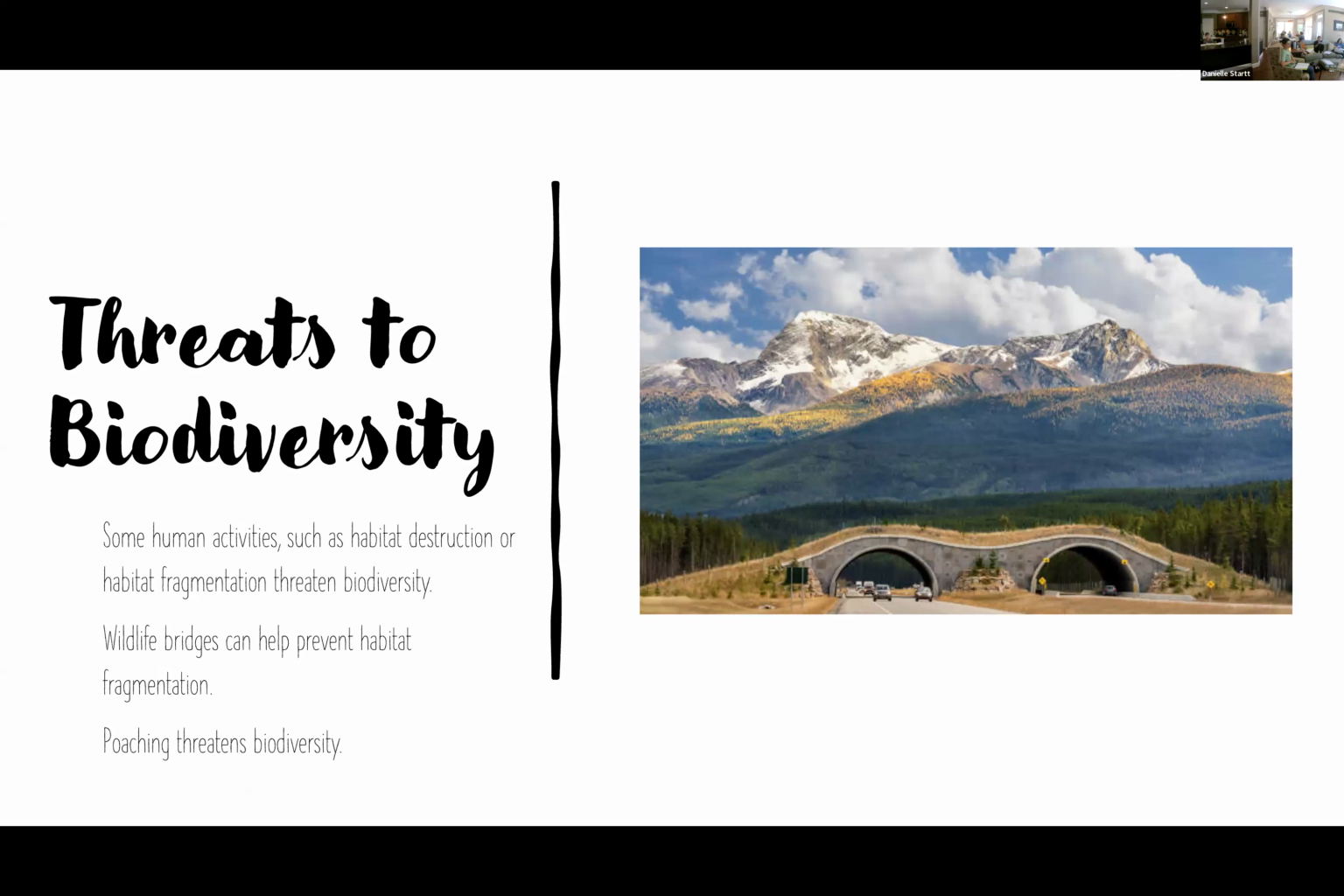So threats to biodiversity. Some human activities such as habitat destruction or habitat fragmentation threaten biodiversity. This is an example of a wildlife bridge that was constructed to prevent habitat fragmentation. If you have elk on this side and elk on that side, and you build a road down the middle, maybe the elk can no longer get together to make more elk. Now you have taken their population and fragmented it entirely, and you fragmented their habitat. You divided it with your highway.